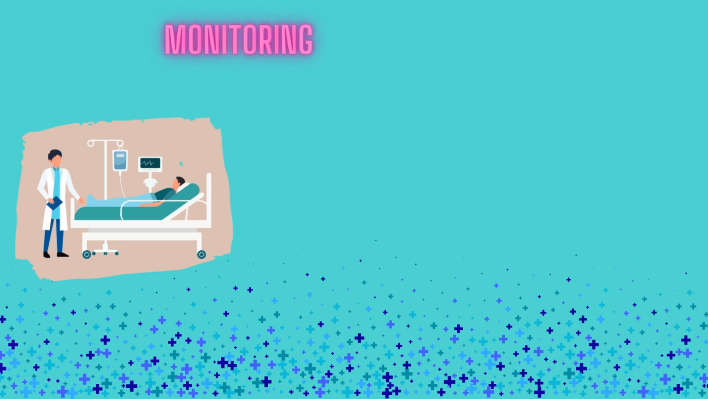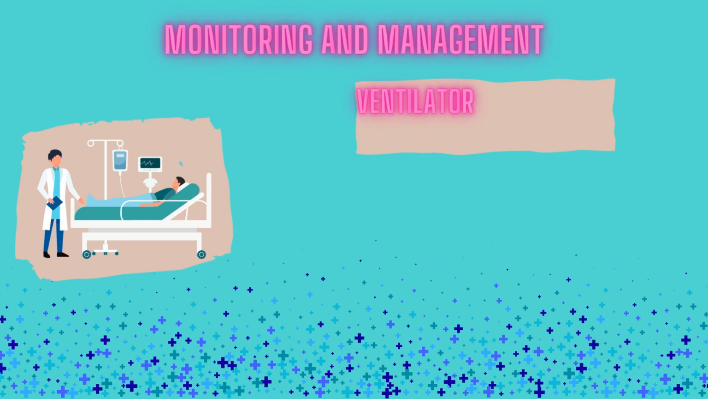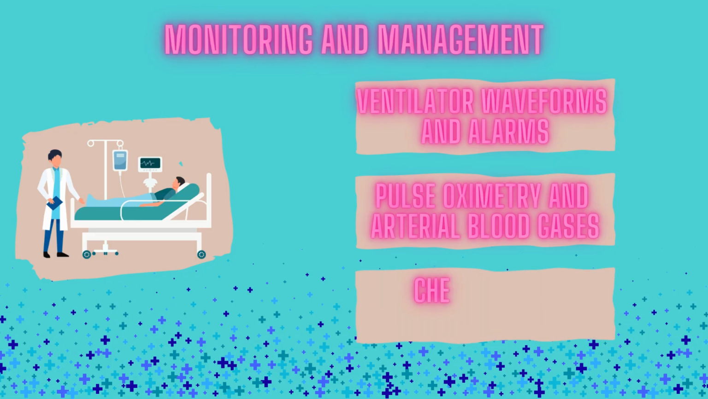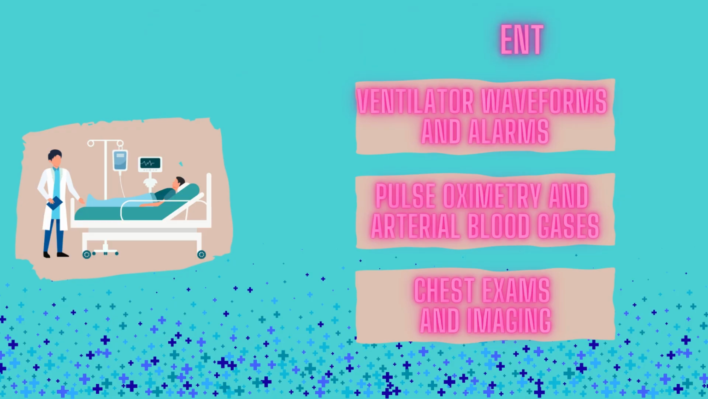Managing a ventilated patient requires close monitoring. Ventilator waveforms and alarms show how the patient and ventilator interact. Pulse oximetry and arterial blood gases provide data on oxygenation and ventilation. And chest exams and imaging help identify complications like pneumothorax or tube displacement. Nurses and doctors work together to titrate oxygen, PEEP, and sedation while preventing complications.